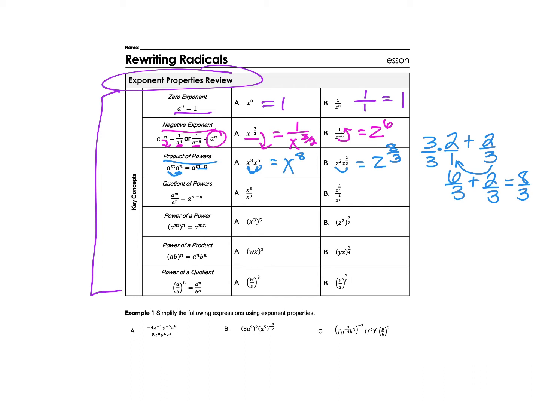All right, moving on to my next law of exponents, the quotient of powers. Anytime I'm dividing, that's what quotient means, notice I subtract the exponents. Here I'm dividing these x's, so my base is x. I subtract the exponents. 5 minus 3 is 2.